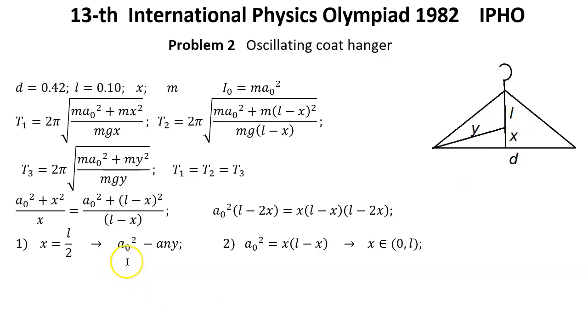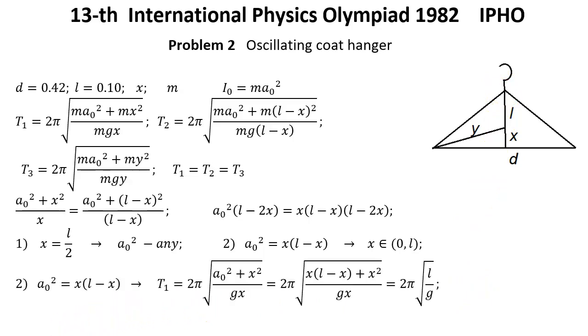In that case, a0 could be any, because we have the same distance from the center of mass. The other solution is when a0 squared equals this one, and x could be at any point between the base and the top of this hanger. Let's talk about the second case. As we mentioned, in the second case we have a0 squared equal x multiplied by L minus x, and after putting it into the first equation we will get the period equal to pi multiplied by the square root of L over g.